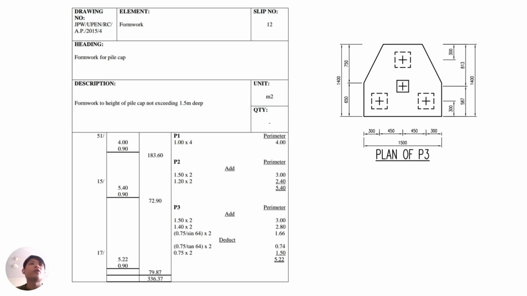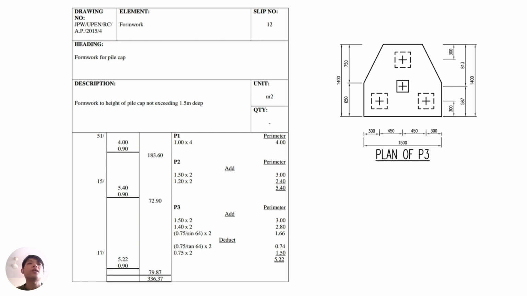Next, we will calculate the formwork of the pile cap, where the height is not exceeding 1.5 meter deep. For P1, the formwork can be calculated using the perimeter, because P1 is a square with a length of 1 meter. So the perimeter of P1 is equal to 4 times the height of the pile cap, which is 0.9, and times 51. So the value of P1 is equal to 183.60. Same goes for P2, P4, P5, and P6.